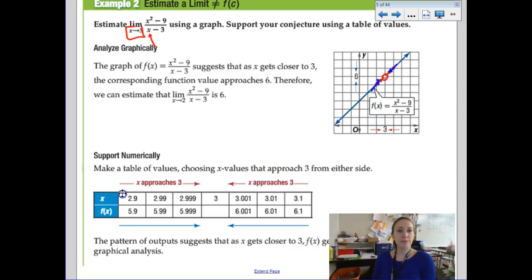On your table, you could have plugged in something on either side of 3, and you do want to check both sides. So 2.9, 2.999, and then also 3.1, 3.001, and they're getting really, really close to the same number. They're really close to the number 6. So even though it technically does not exist at x equals 3, the function is approaching the value of 6 when x equals, I think this is a typo, I think it's supposed to be 3. There we go. So it's getting close to the number 6.